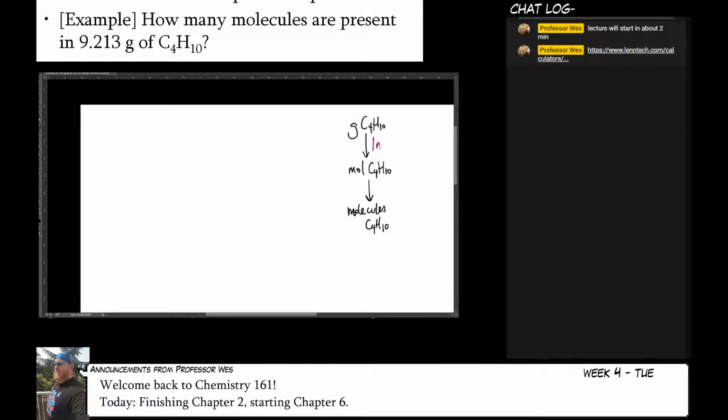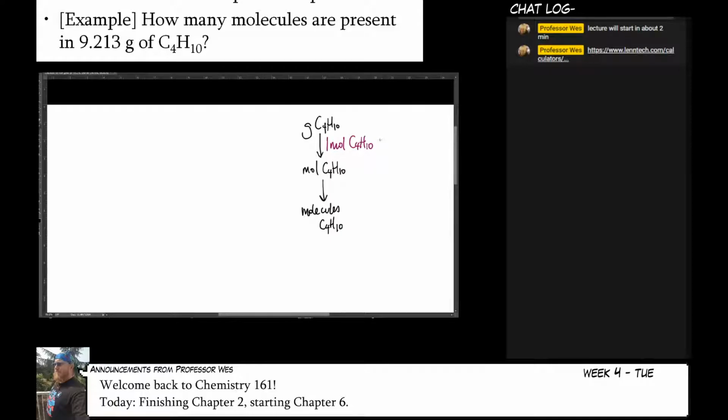So 1 mole C4H10. I didn't put enough space over here. I guess I could do this. I've already forgotten that number. 58.12. I'm glad I checked. And then down here, a mole of anything is Avogadro's number of that thing. That should be a decimal point.